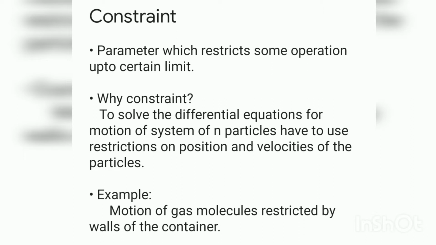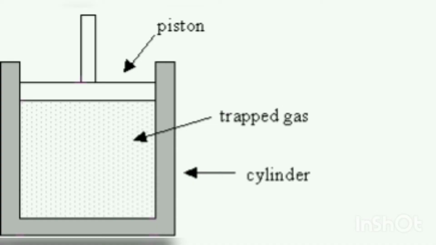As we all know, atmosphere consists of lots of gas molecules moving randomly here and there. If we want to use that, we have to separate and store it. In this picture, gas molecules are trapped inside the cylinder, which means the motion of the gas molecules are constrained within the walls of the cylinder.